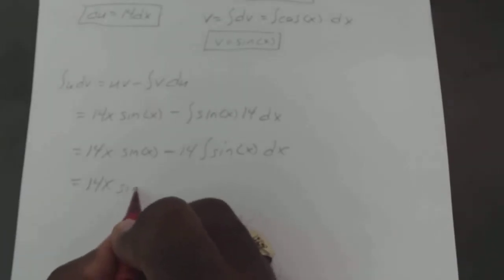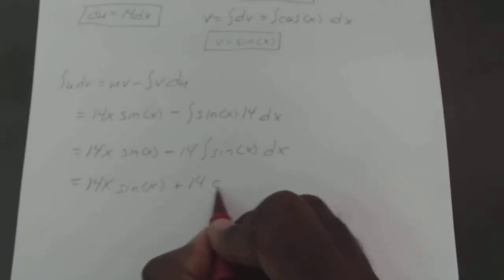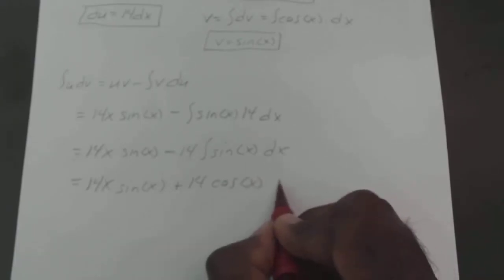So that becomes 14x sine of x plus 14 cosine of x plus c. All right. So any questions on that one?